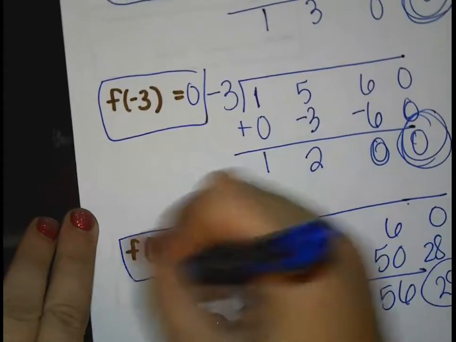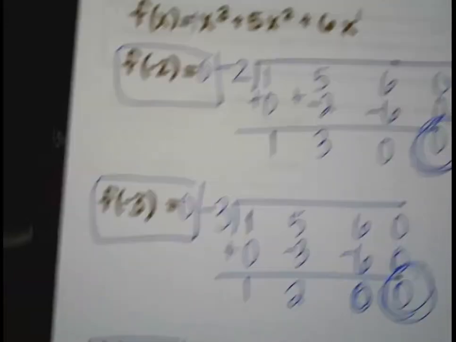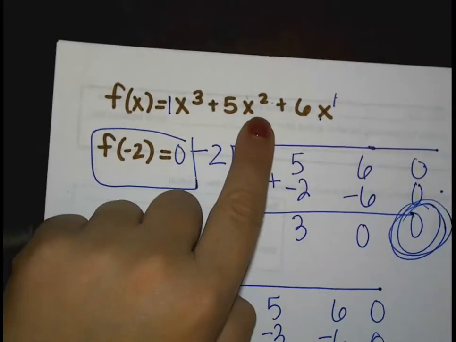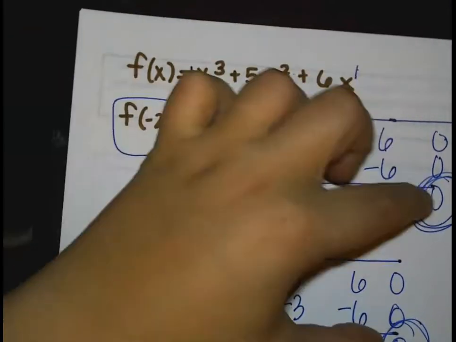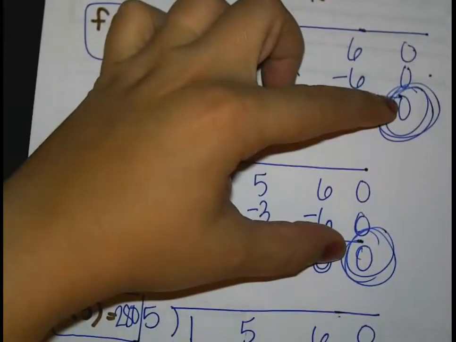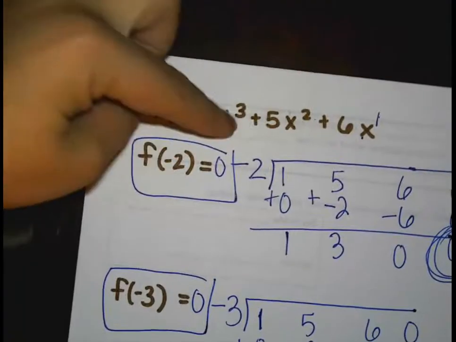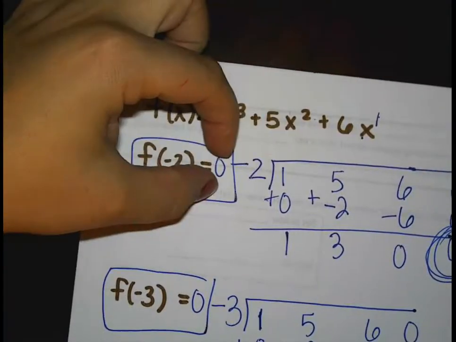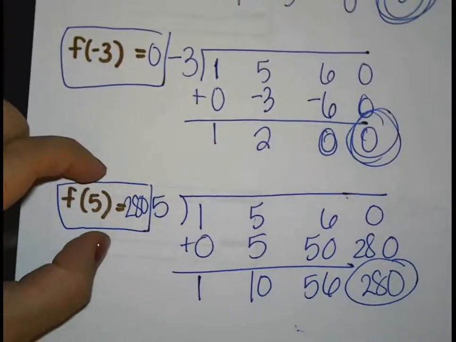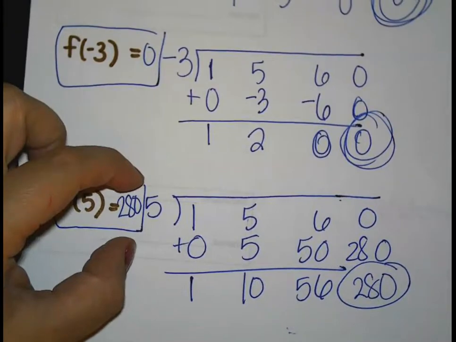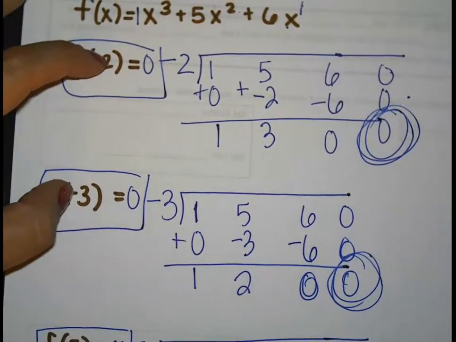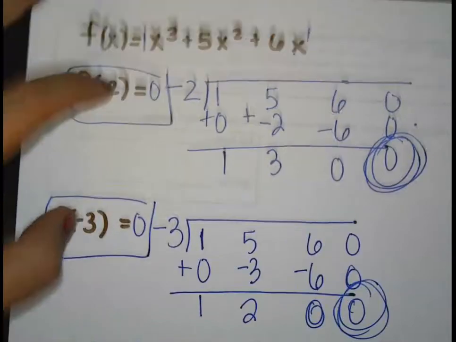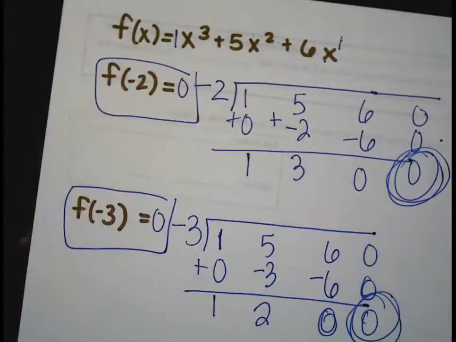So now what I'm going to do next is I'm going to go ahead and graph this. Now I want you to keep in mind that both of these came out to be a remainder of 0 in the end. So that means if I plug in -2 for all the x's, it comes out to be 0. Same thing with -3. But when I plug in a 5 for the x, I get 280. Now keep that in mind. -2 and -3 both came out to be 0. So now I'm going to go graph this, and I want to make a connection for you.